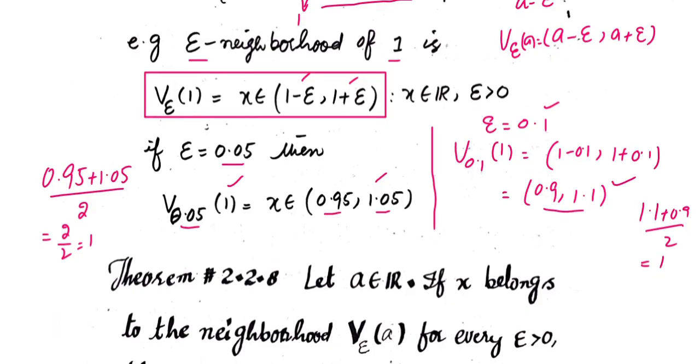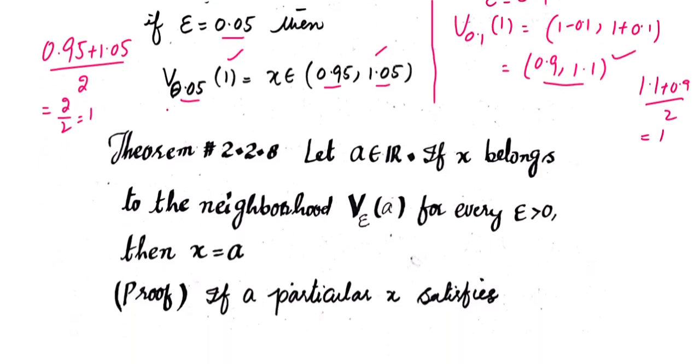Next we discuss theorem 2.2. This is an interesting theorem. This theorem says if a is any real number and if x belongs to the epsilon neighborhood of a for every positive real number epsilon, then x is equal to a. Actually, what does this theorem say? x is any real number that always belongs to this neighborhood of a. This is possible only when x is a.